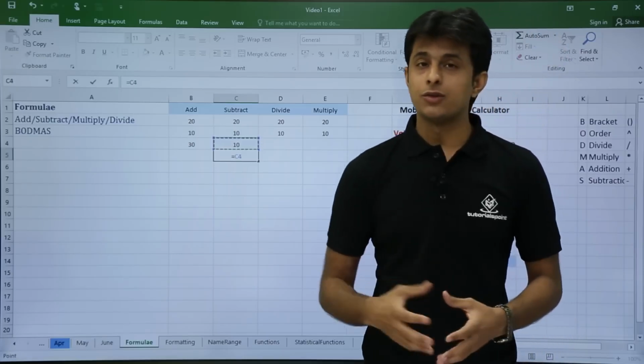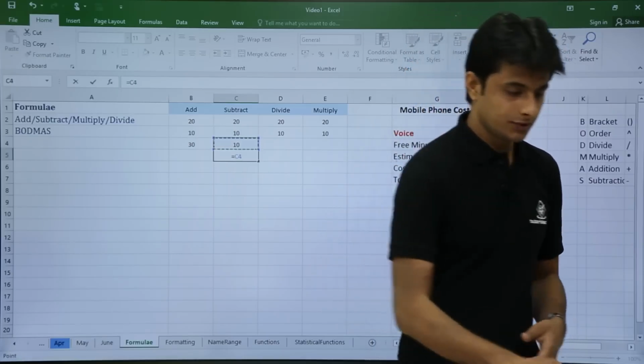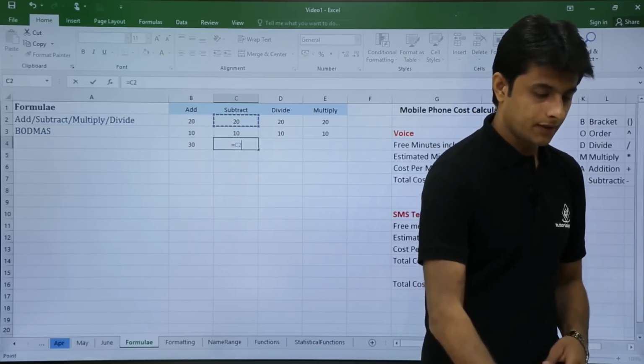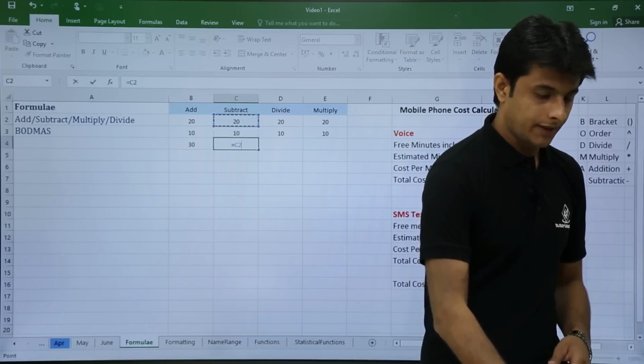So I'll use the operator as multiplication, equal to first cell multiplied by second cell. So the answer which is expected is now 200. The moment I press enter, you can see the answer is 200.